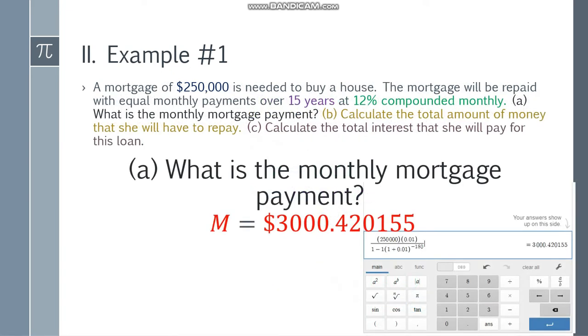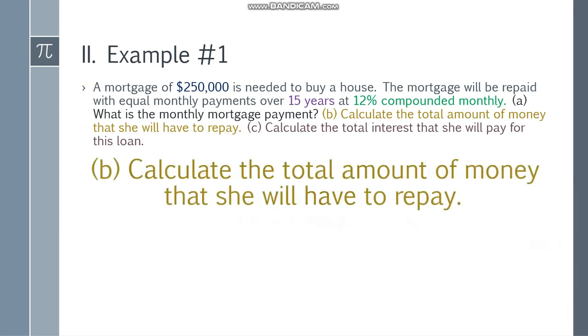So you just have to put it in the calculator with brackets. So the final answer will be 3,000.420155. So the question, what is the monthly mortgage payment? The answer is 3,000.420155, or $3,000.42, since we're talking about money.